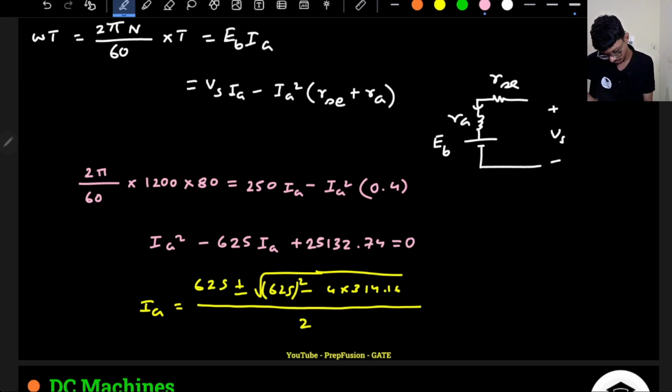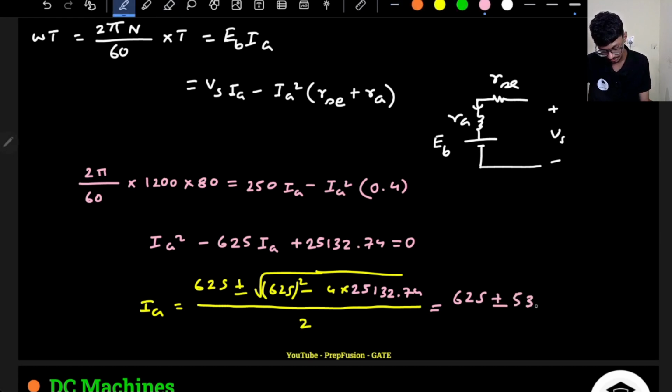25132.74. So this should be 25. That is what I was thinking, that how can it be this less, plus 625 whole square. Yeah, now it seems this is 538. So 538, I cannot choose, there can be two values. So now Ia can have two values, plus minus 538, correct?